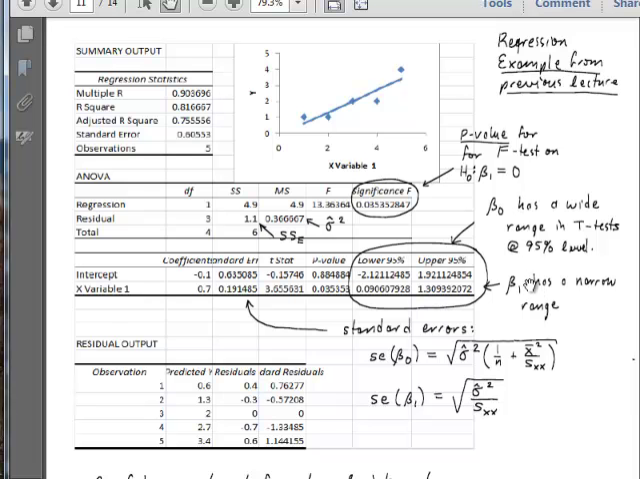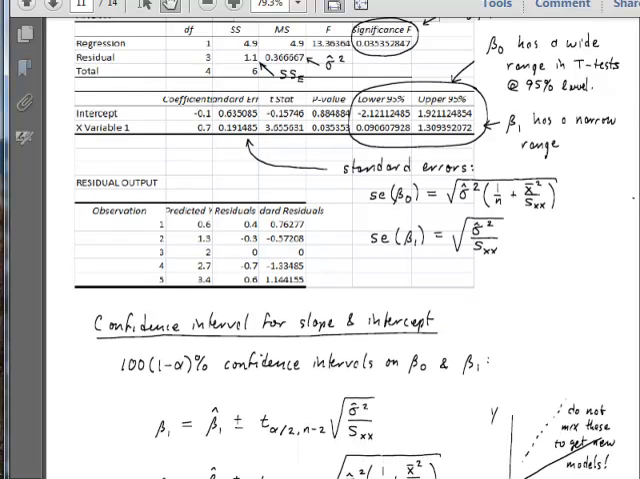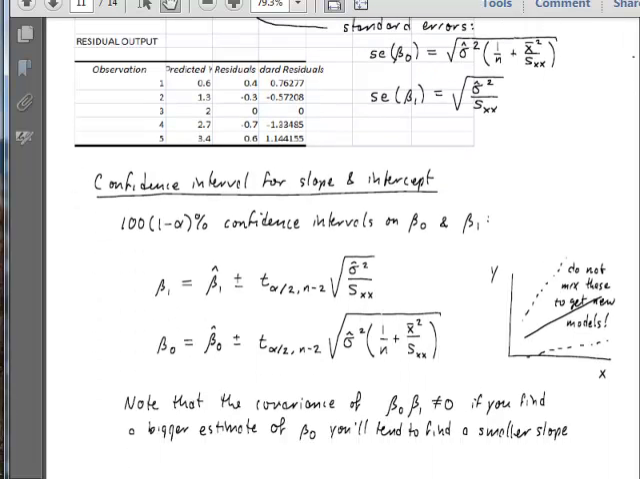So these are coming from so-called standard errors in these two quantities. There are t-tests to determine these as well. Maybe I'll give out a handout on that as well, but we will go on from here. So there are a couple things I want to say about confidence intervals on the slope and the intercept.